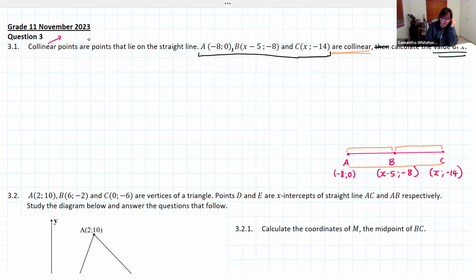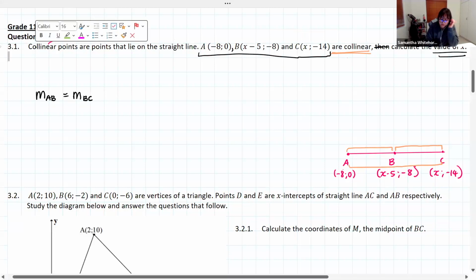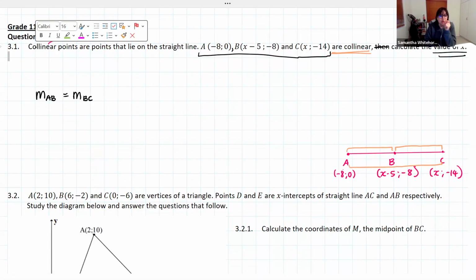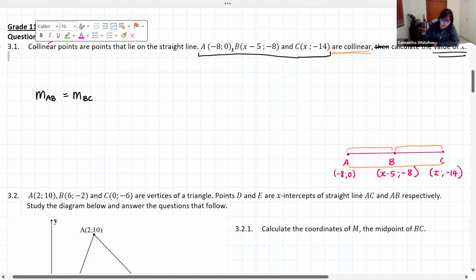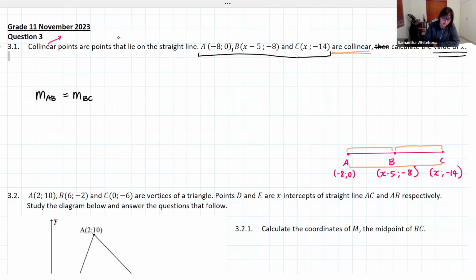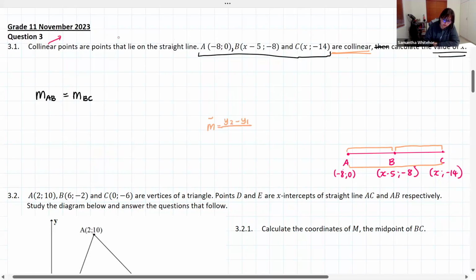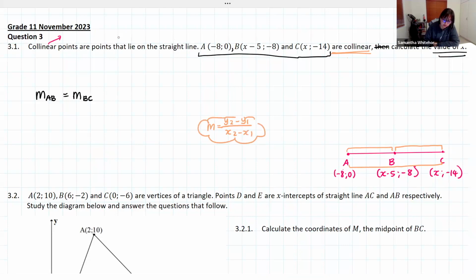Now, the reason that's important is because you can set up an equation. You know that the gradient of AB is equal to the gradient of BC or AC, whatever you're choosing to use. That is a piece of information that you know is true because I told you they are collinear. So all we need to do now is use the gradient formula. Gradient formula is y2 minus y1 over x2 minus x1. When you substitute in, grade 12s, I could not care less which is point 1 and which is point 2, as long as you keep it consistent and you're not switching, you're fine.